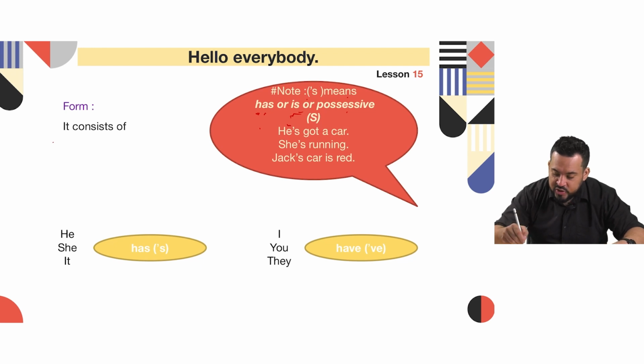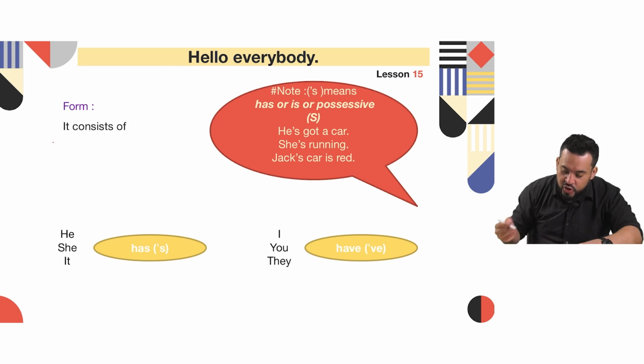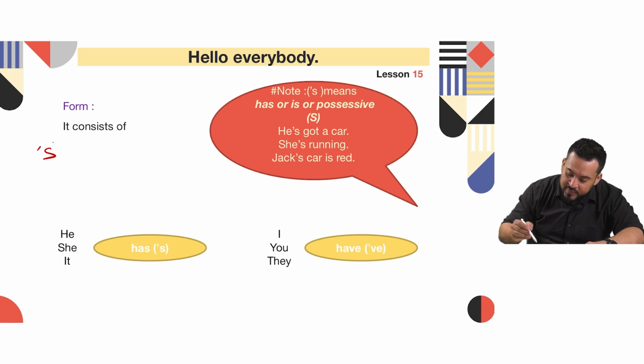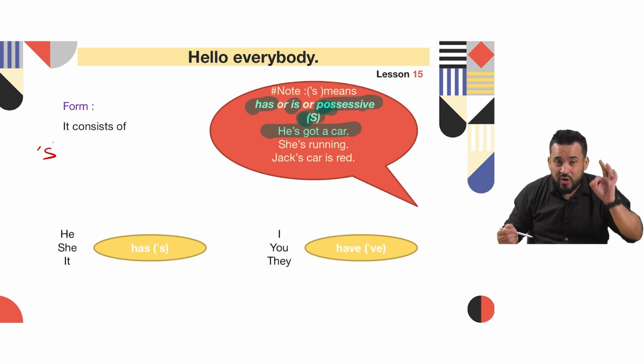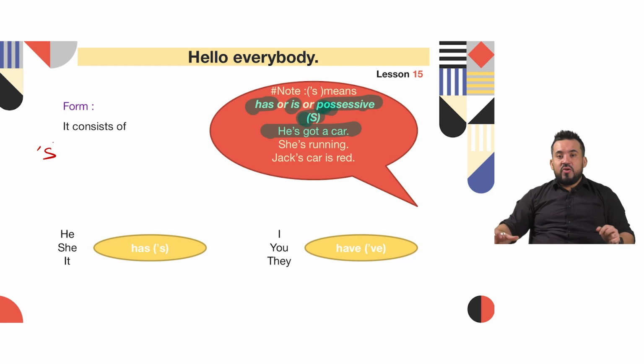What you must pay attention to also is the apostrophe S. The apostrophe S is used, it means one of these things. If we have an apostrophe S, that means it's either short for has, or is, or possessive s. So there are three reasons you use apostrophe s.